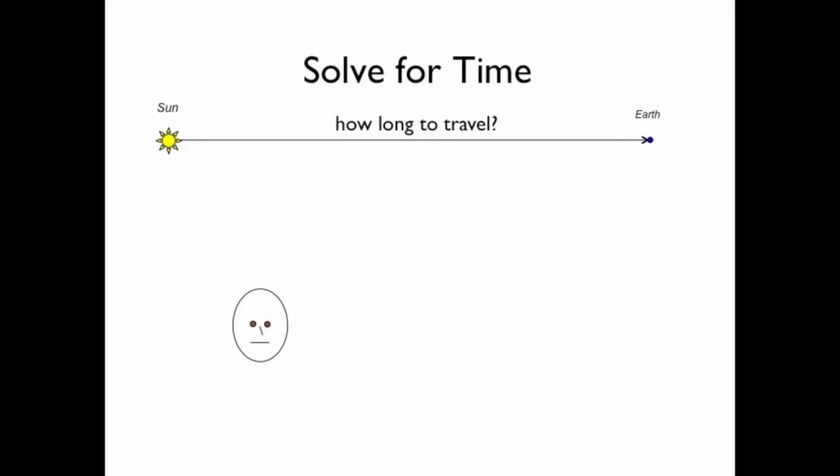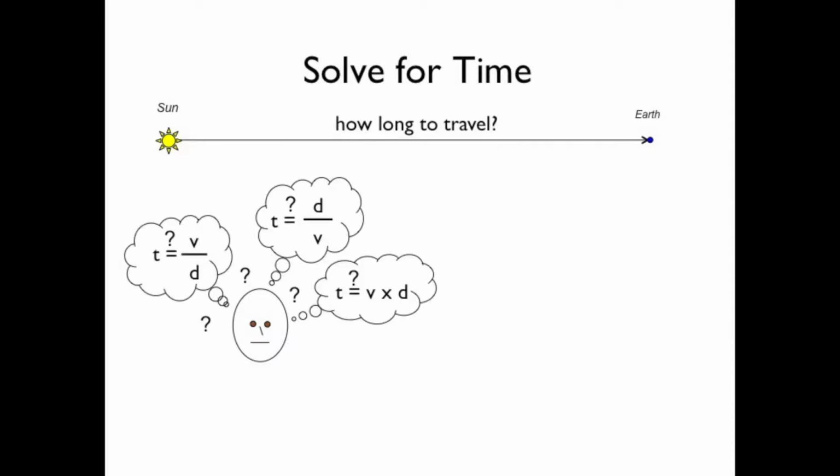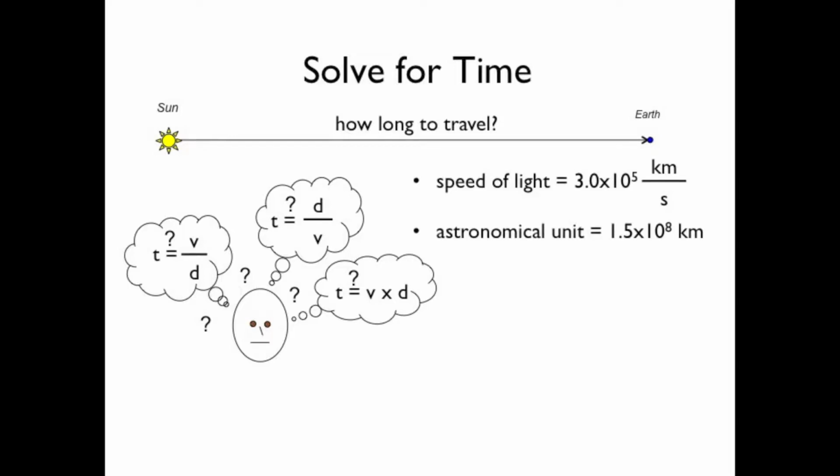Suppose you want to calculate the time it takes for light to get from the sun to the earth, but you've forgotten the equation. Well, you know the velocity is the speed of light, which you can look up, and is 3 times 10 to the 5 kilometers per second. The distance of one astronomical unit, the distance from Earth to the sun, you can also look up, and is 1.5 times 10 to the 8 kilometers.